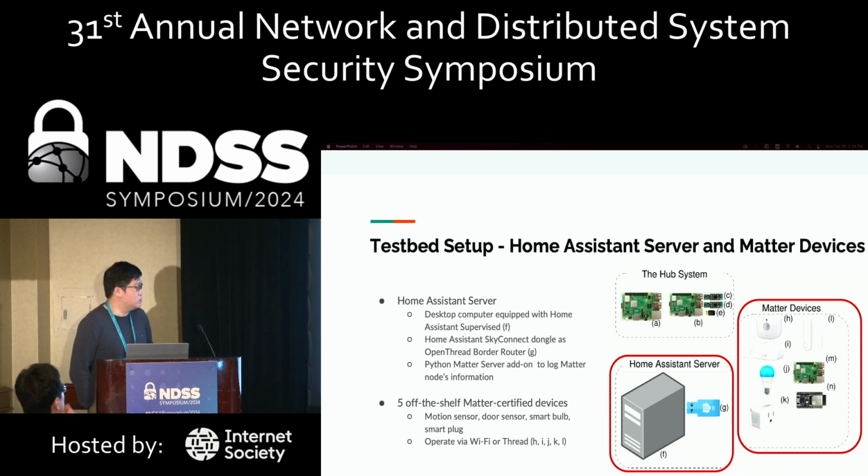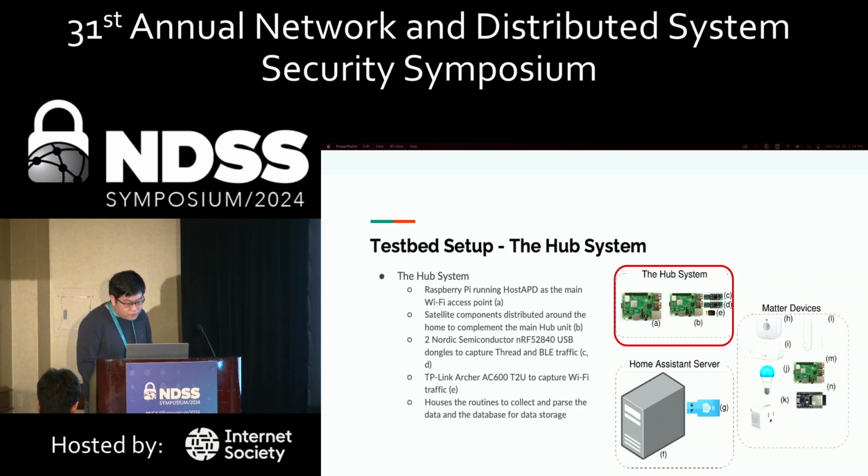Currently, we use five off-the-shelf Matter certified devices in the testbed, including a motion sensor, two door sensors, a smart bulb, and a smart plug. They operate via Wi-Fi or Thread, which covers the main communication protocols used in a typical Matter network.